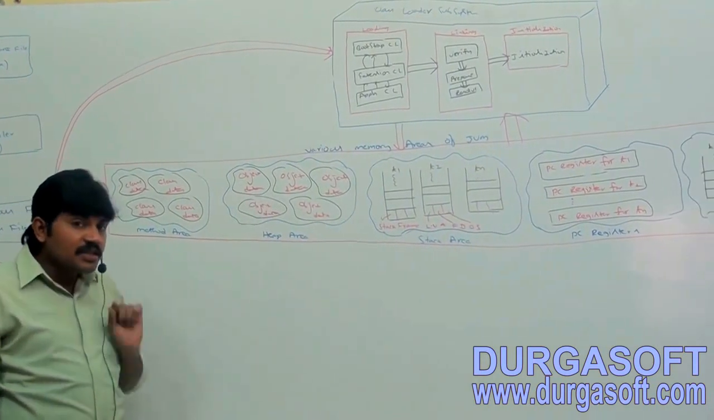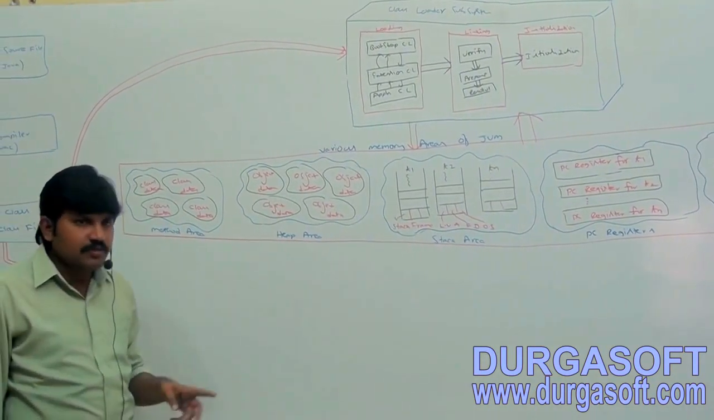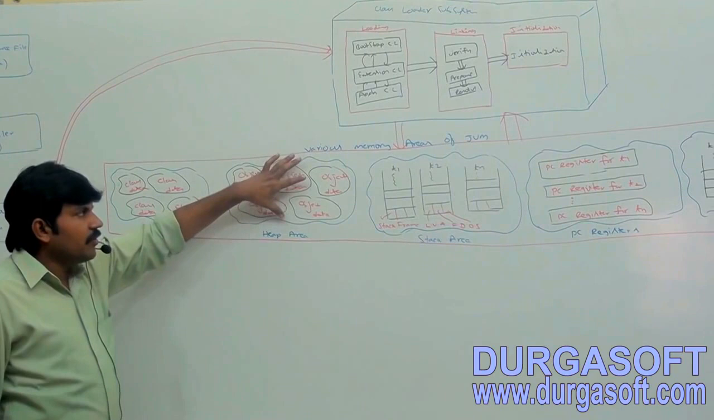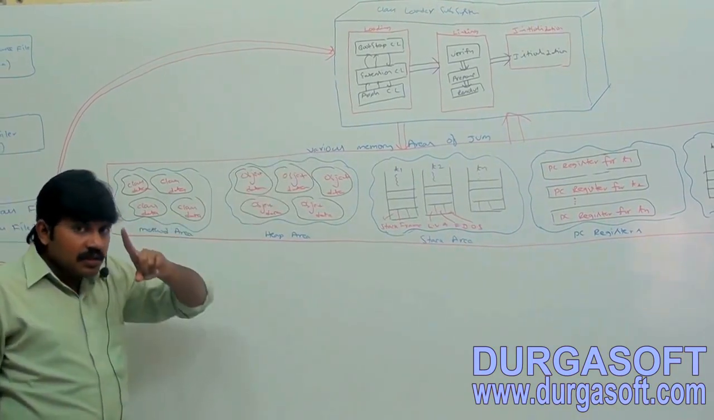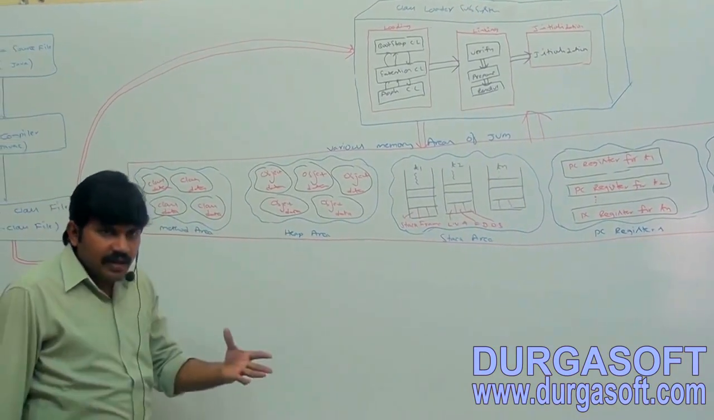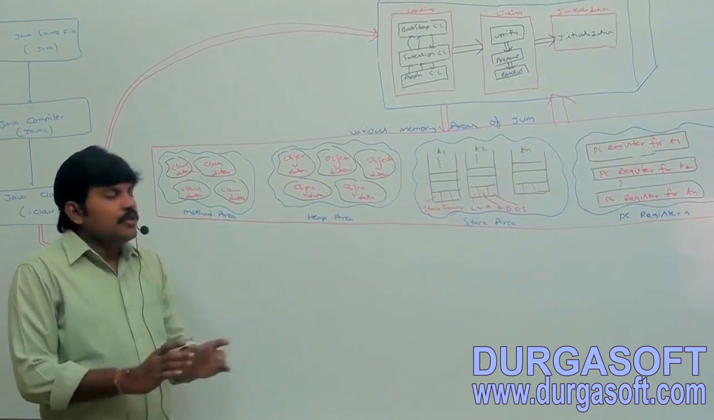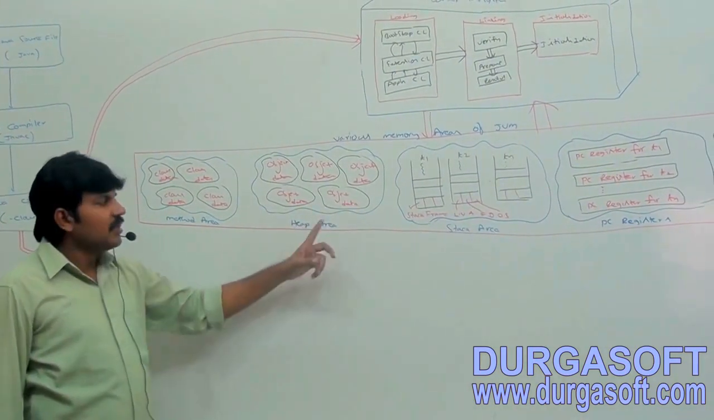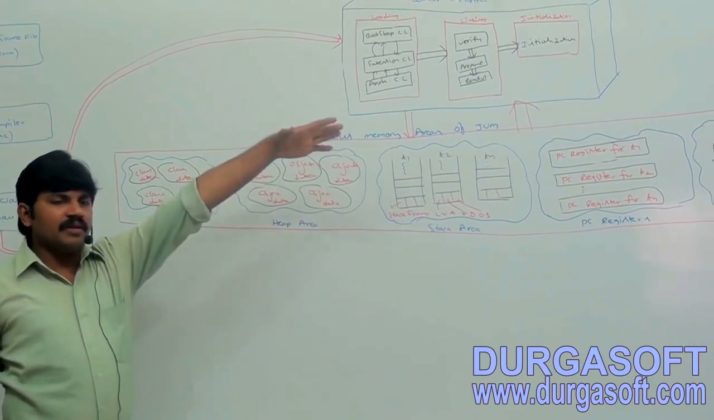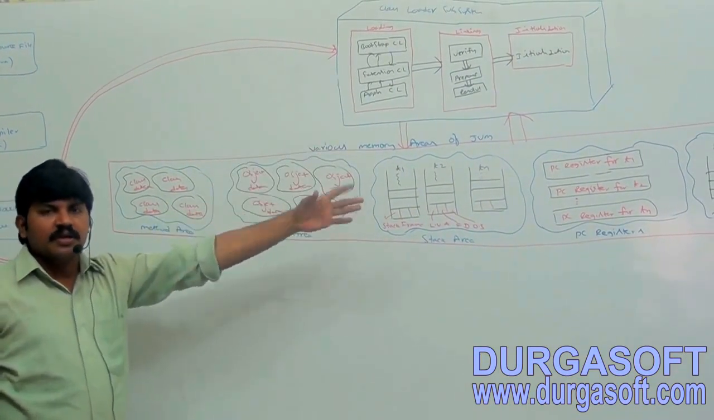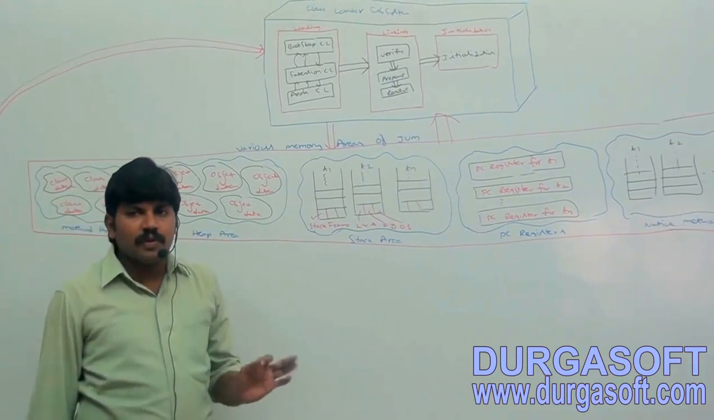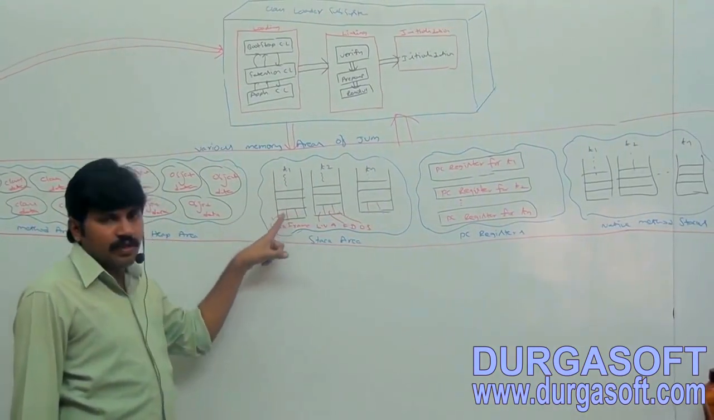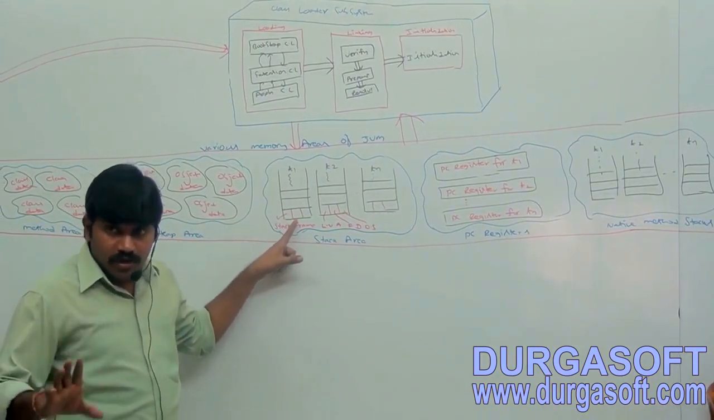Next, an instance variable is part of an object, so instance variables also will be stored in the heap area. Every array in Java is an object only, so arrays also will be stored in the heap area. For every thread, one runtime stack will be created. Each and every method call performed by that thread will be stored in the corresponding stack, including local variables.